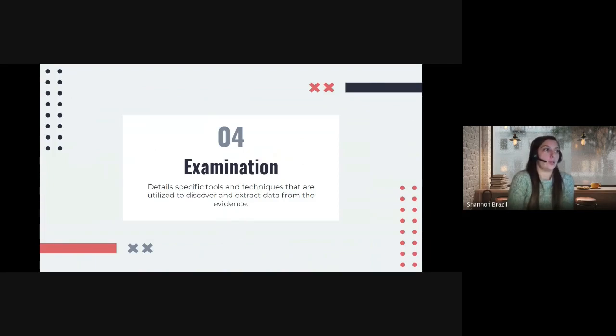The examination details specific tools and techniques that are utilized to discover and extract data from the evidence. In a case where malware is suspected of infecting a desktop system as part of a larger attack, the extraction of specific information from an acquired memory image would take part at this stage. Digital forensic examiners may need to extract, for example, secure shell traffic from network capture. The examination of digital evidence also continues the process of proper preservation, in that examiners maintain the utmost care with the evidence during the examination.